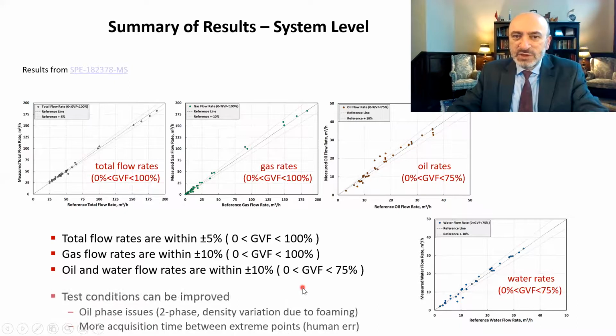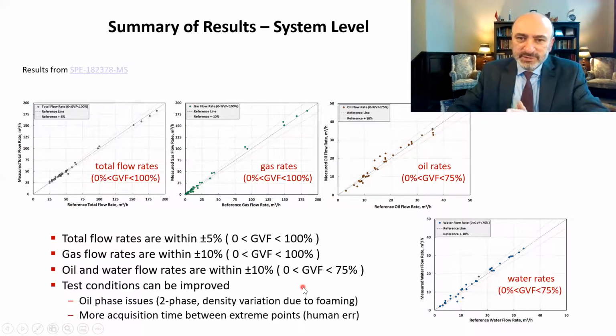Now, we had some issues related to the facility. For some test points, we had foaming develop in the test section, and there were some acquisition time issues, mainly due to human errors. So we could have actually obtained better uncertainties, but this was really a post-processing of these two robust systems.